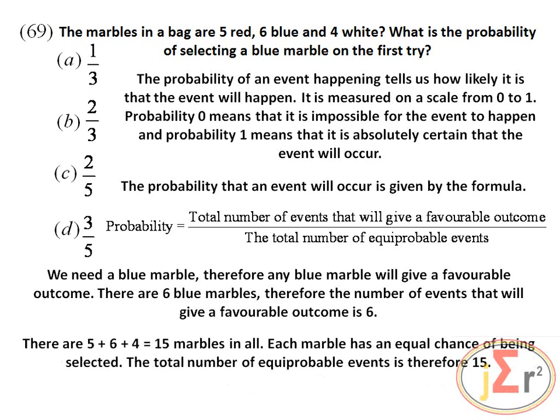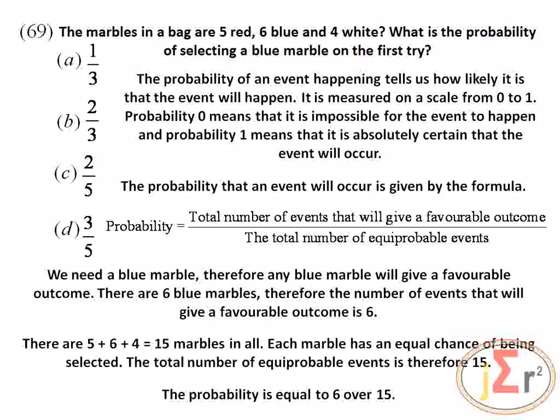They are 5 plus 6 plus 4, which is equal to 15. So we have 15 marbles in all. Each marble has an equal chance of being selected. The total number of equiprobable events is therefore 15. Therefore, what do we say? The probability is equal to 6 over 15, or 6 divided by 15, or 6 fifteenths.